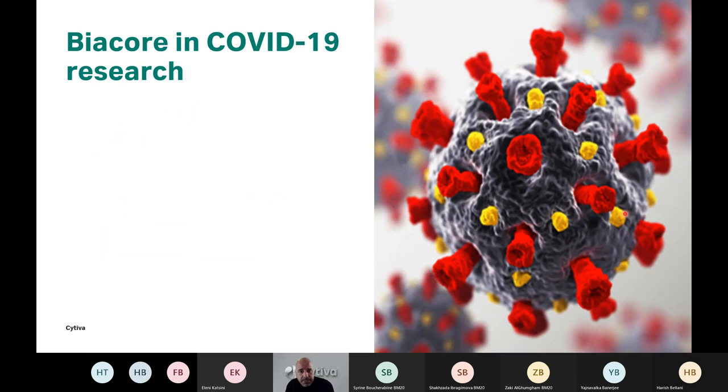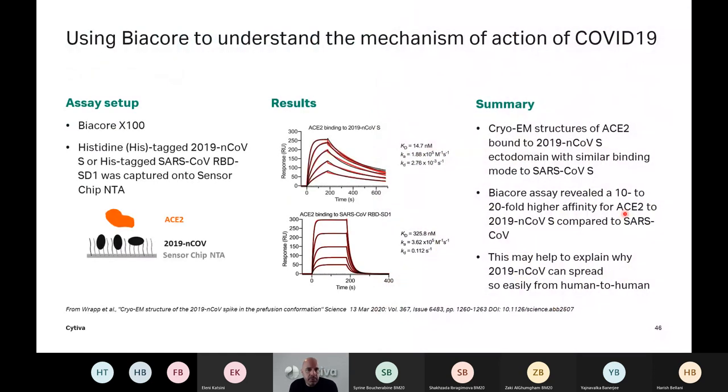Then I will just present to you some work done with Biacore in COVID-19 research, which is a trending topic nowadays. Biacore systems have been used, for example, to understand why this new virus is much more infective, much more aggressive than the previous ones. Basically, this was done with the Biacore 100 system, on which the interaction between the different variants of the virus, the previous ones and the current one, has been studied.